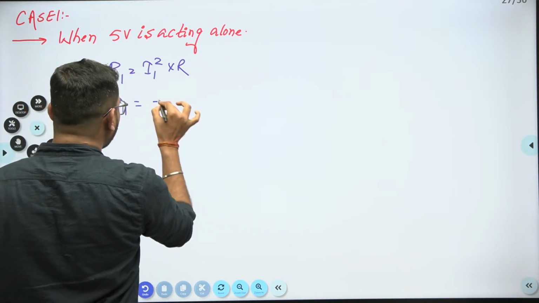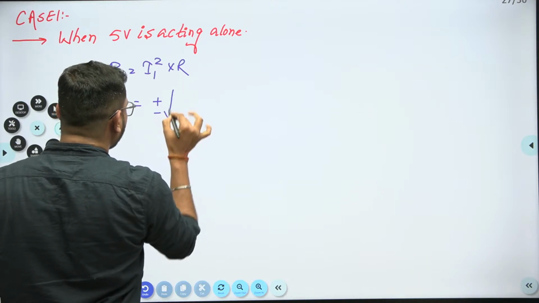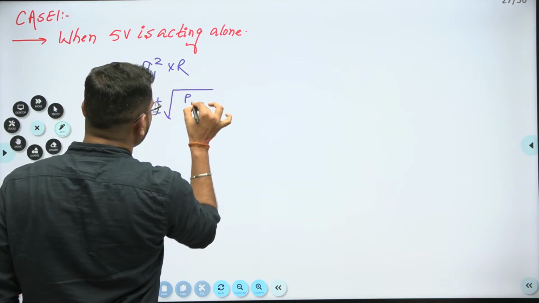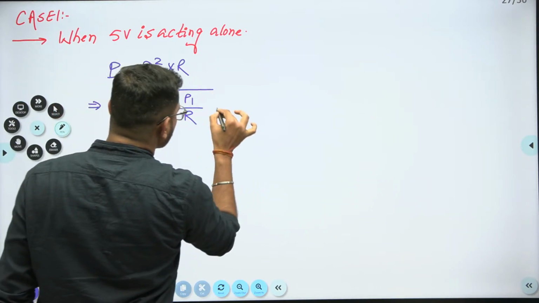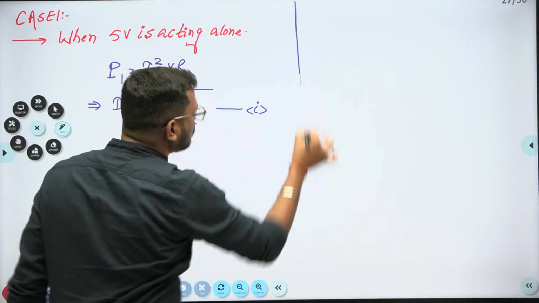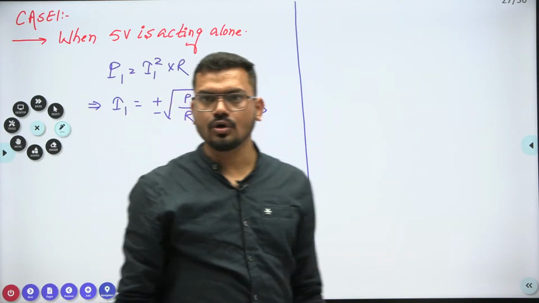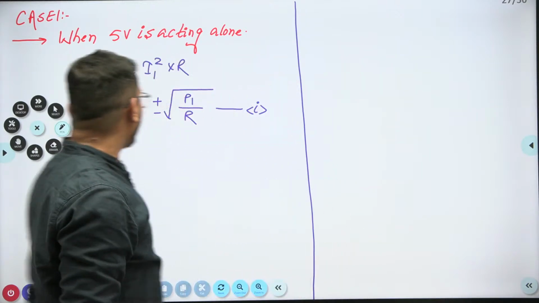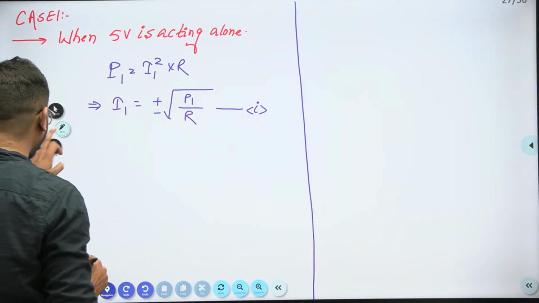So what is the value of I1? This is nothing but plus minus root over P1 by R. Is it clear? Yes or no? Clear, right?